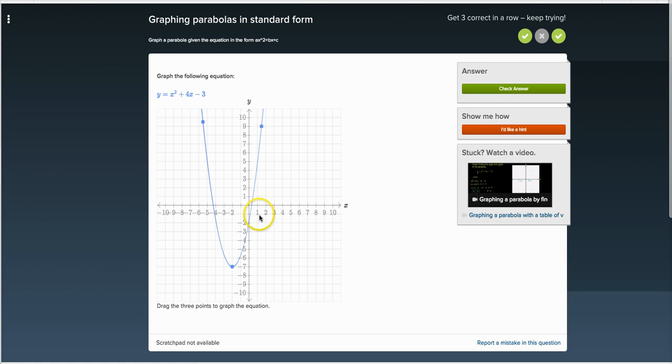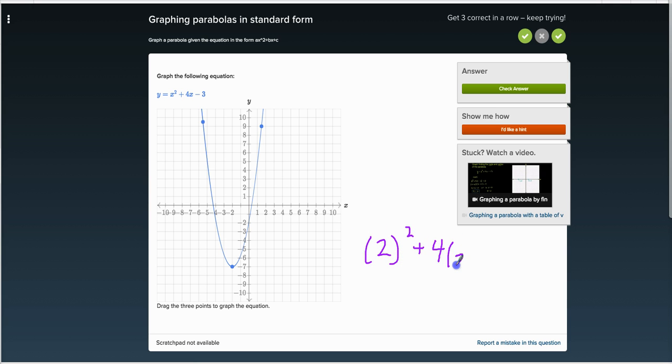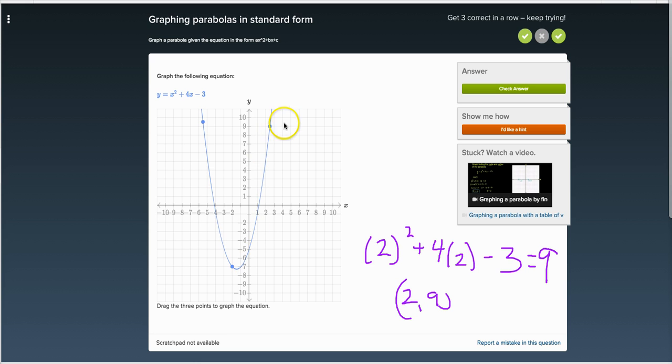But I think that 2 is meaningful to me here, so I'm just going to plug in 2 as my x value. 2 squared plus 4 times 2 minus 3. So positive 4 plus 8 minus 3 gives me 9. So that means when I plugged in 2, I got 9. So I'm going to make that one of my points. And it's pretty close to what was shown on this graph anyway, but not exactly. And it seems like, why would that matter? Well, it kind of does.